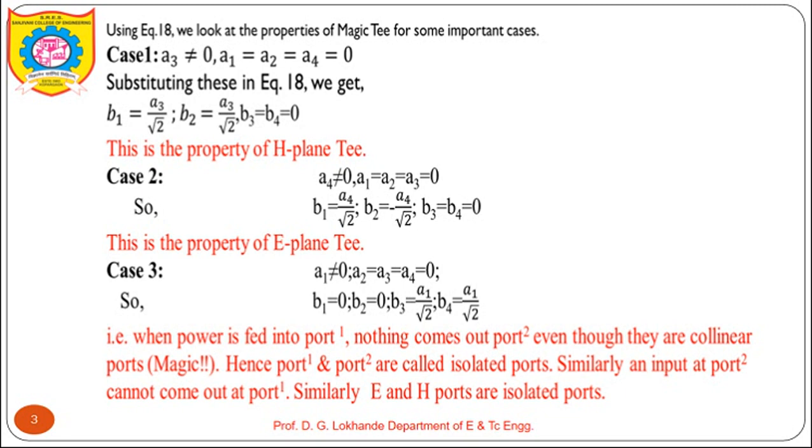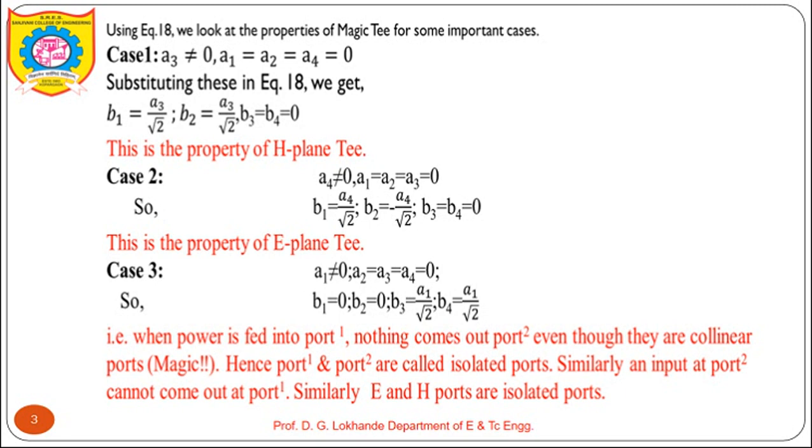Similarly, case number 2: if we apply power to port number 4, and ports 1, 2, 3 have zero input, then we get B1 is equal to A4 by root 2, B2 is equal to minus A4 by root 2, whereas B3 and B4 are equal to 0. Whenever we apply power to port number 4, we get power at port number 1 and port number 2 equal in magnitude but opposite in phase. This is the property of an E-plane T.